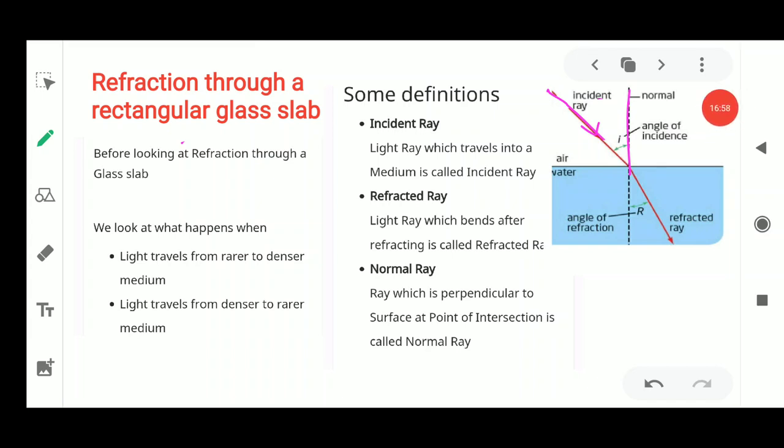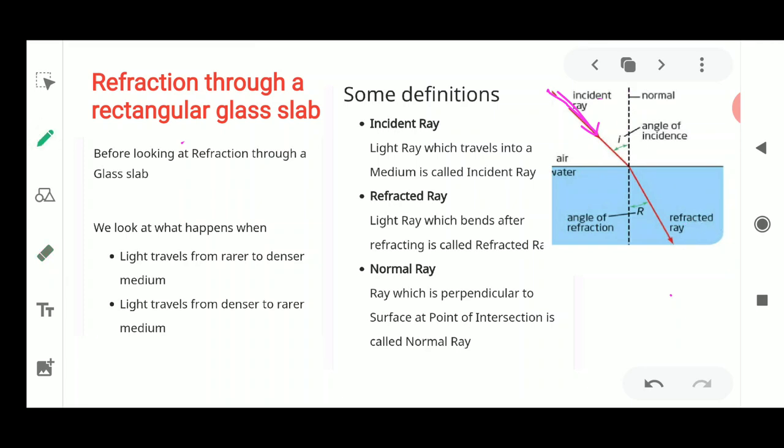Okay, so next, how does refraction in the glass slab take place? Let us discuss now. I hope it is very clear to all of you that the incident ray is the incoming ray. And the refracted ray is the ray which is bending and moving. Fine. So next is the normal. The normal is the perpendicular line which is drawn at the intersection of both the mediums.